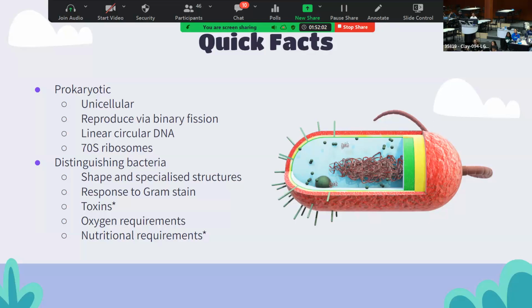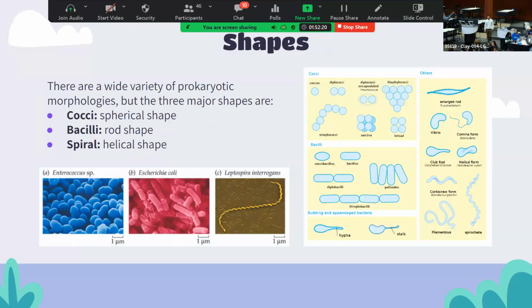Distinguishing bacteria, there are a couple ways you can distinguish specific bacteria: shape and specialized structures, response to gram stains, toxins, oxygen requirements, and nutritional requirements. Now, the ones with the asterisks there, they're not explicitly mentioned in your lectures, but I figured might as well include them. All right, so we'll go over shapes first.